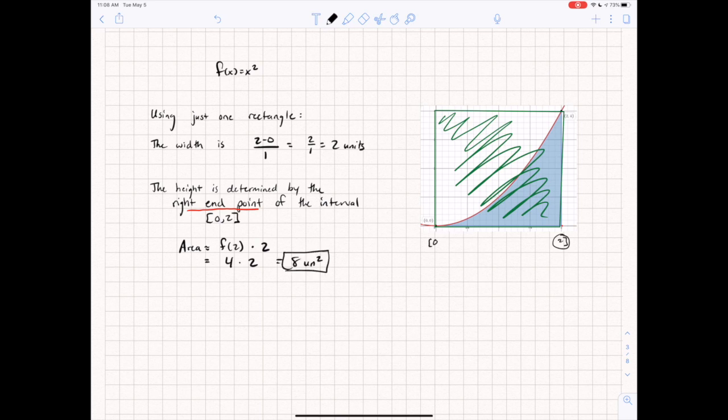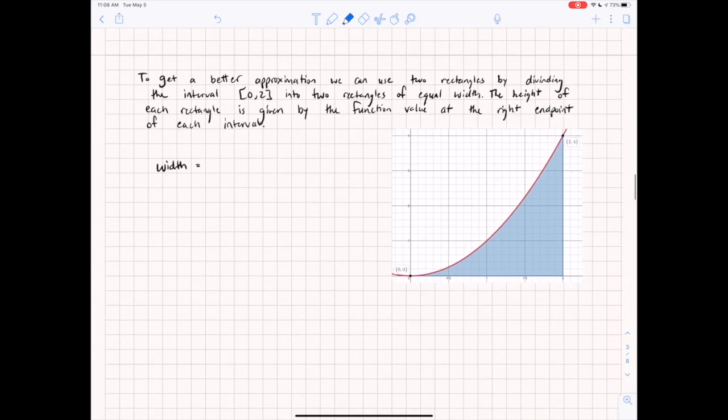Again, we know that this would be an over approximation, right? This is a pretty bad approximation, just doing one rectangle, because I have so much empty space up here that I'm calculating that's not actually part of my final area. So what we need to do is come up with a better approximation. Well, if one rectangle is really bad, what if we were to do 2 rectangles instead? That's what this next part is going to build into.